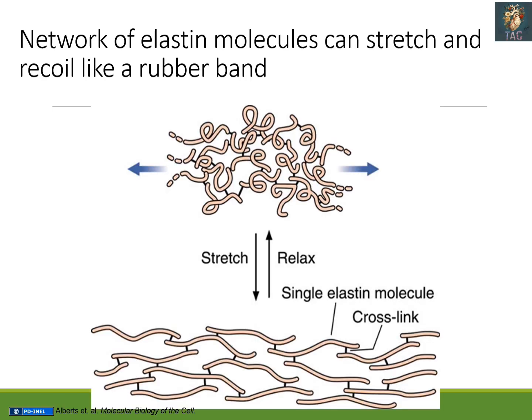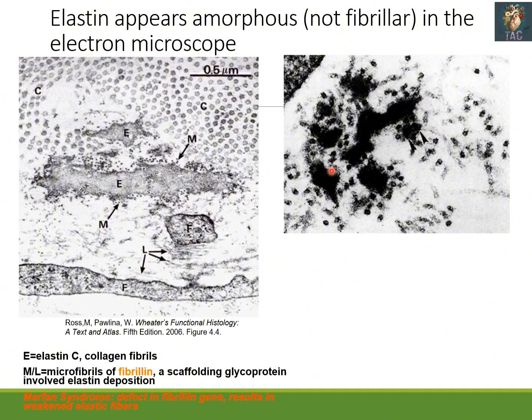So a network of elastic fibers can stretch and recoil like a rubber band. These are the fibers in the relaxed state, and these are the fibers in the stretched state, where you can see the cross linking of the fibers as well. Then another important slide to show you the collagen fibers and the elastic fibers. These are the cross section of the collagen fiber, and this amorphous area shows the elastic fiber which is present over here, and these are the fibrillin proteins which cover the elastic fiber, and this is a further higher magnification.